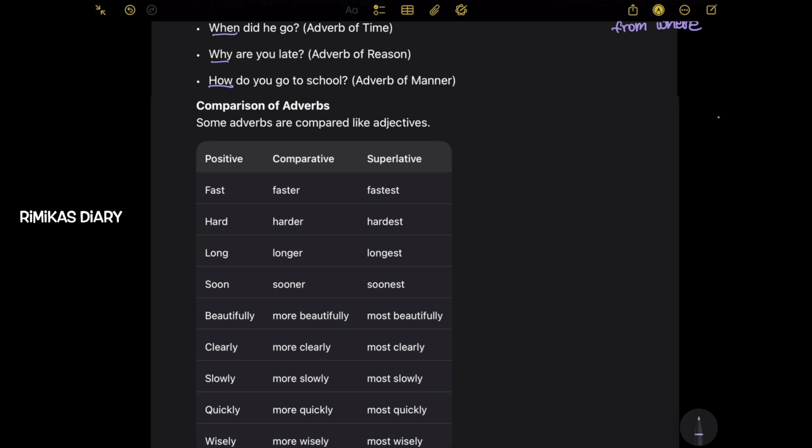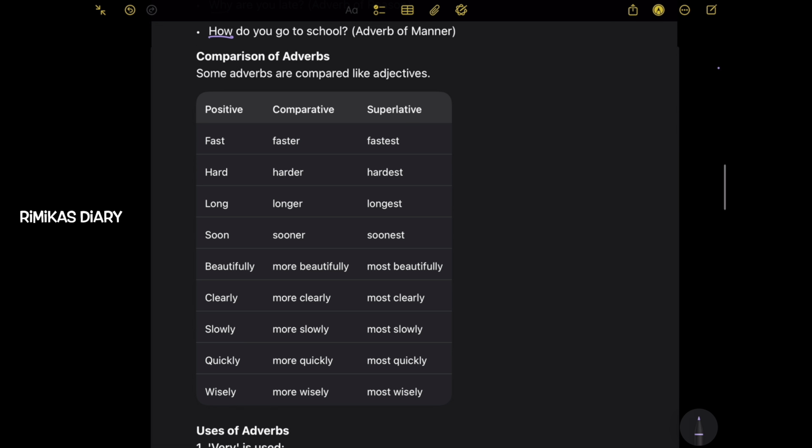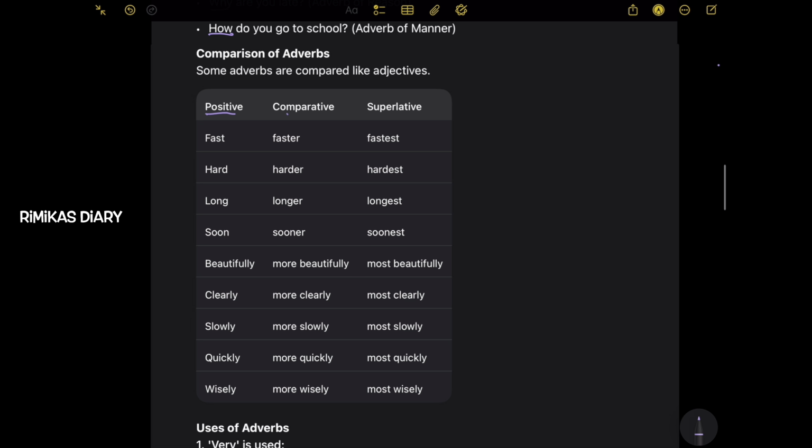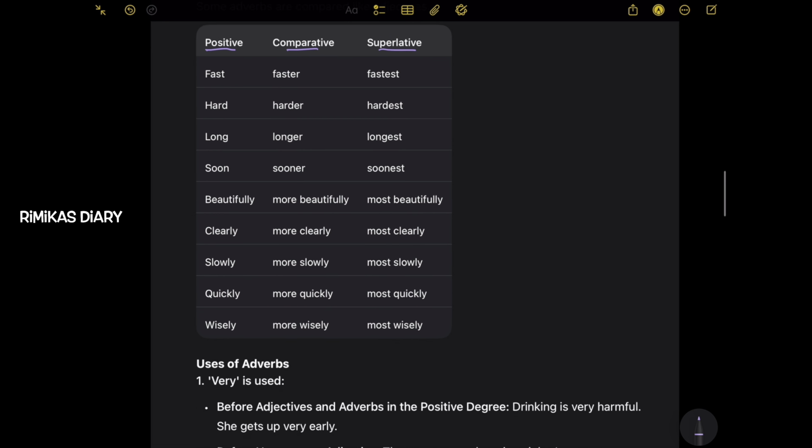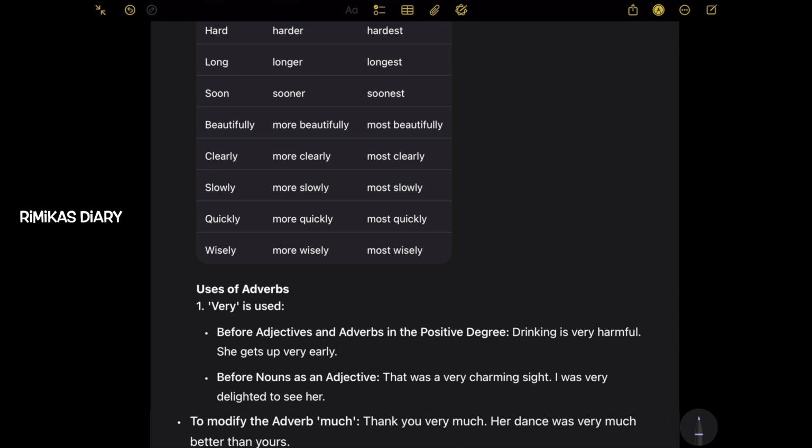Comparison of adverbs. Some adverbs are compared like adjectives, from positive to superlative. So fast, faster, fastest. Hard, harder, hardest. Long, longer, longest. Soon, sooner, soonest. Beautifully, more beautifully, most beautifully. Clearly, more clearly, most clearly. Slowly, more slowly, most slowly. Quickly, more quickly, most quickly. Wisely, more wisely, most wisely.